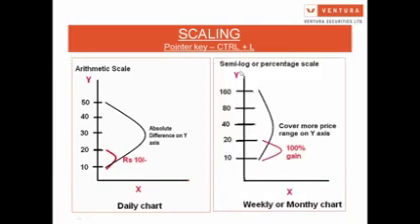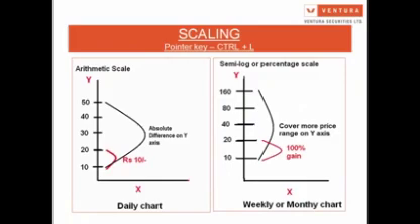And second is the semi-log or percentage scale. Here we see the difference in percentage terms. Double, it means 10 to 20 is 100%, 20 to 40 is 100%, 40 to 80. So on the y-axis we see the price movement in percentage terms. Generally the arithmetic scale is used in the daily chart, or if you see an intraday chart you have to use the arithmetic scale. But if you see the weekly, monthly, quarterly or yearly chart, that means a long-term chart, then you have to use the percentage scale.